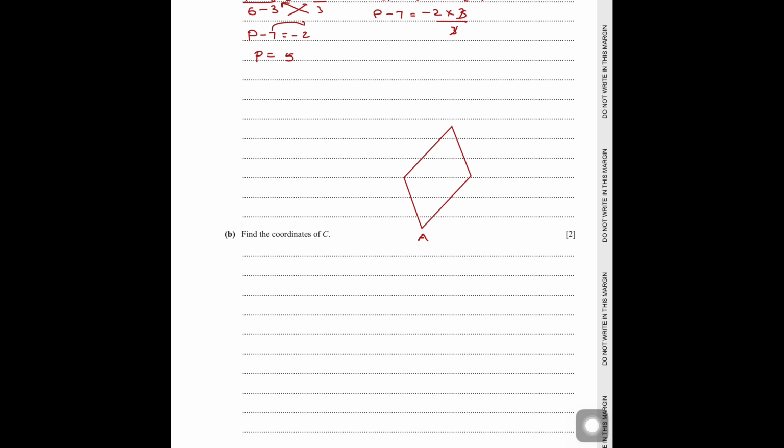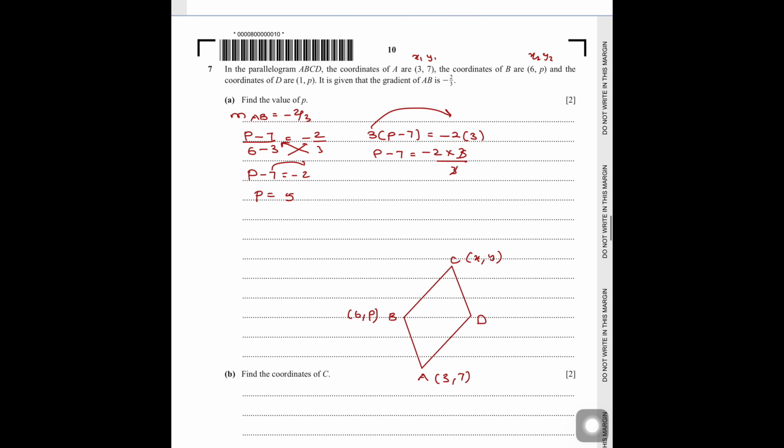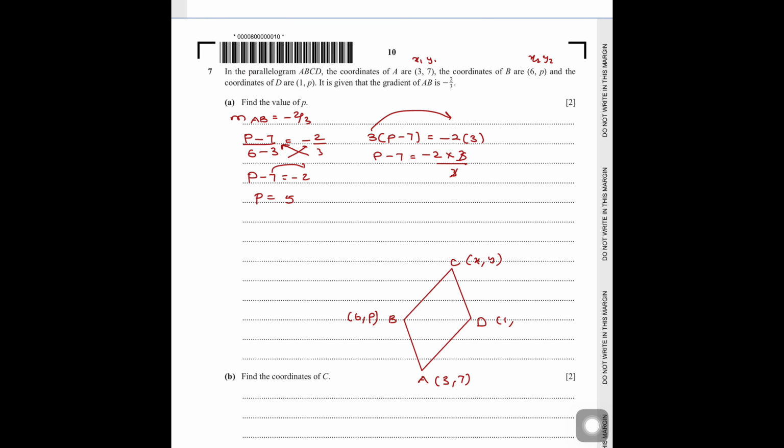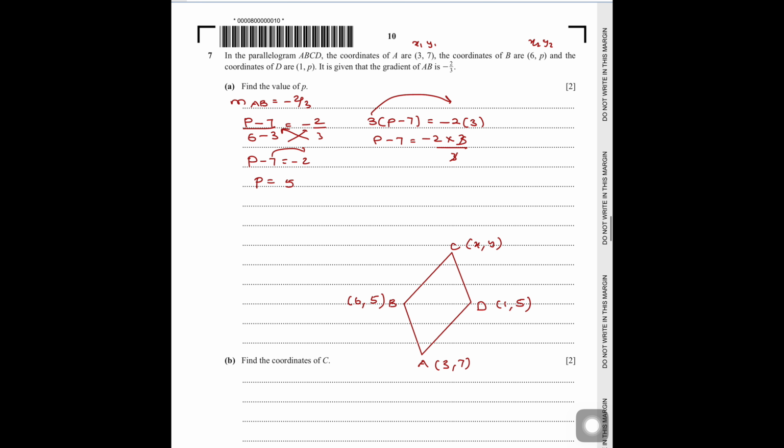A, B, C, D. A is 3, 7. B is 6 and P. C was, I don't know, X and Y. And D is given 1, P. So 1 and P. That's why I changed the shape. I just rotated the shape to make both P's the same, because both are P. And now I know the value of P. P is 5. So I'm writing P is 5. Right? All right.